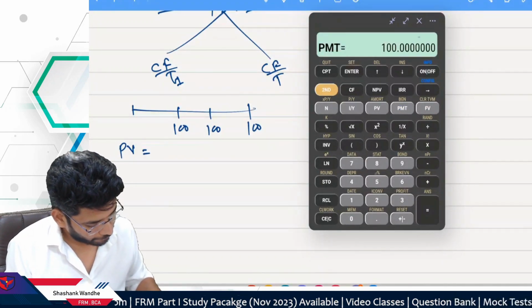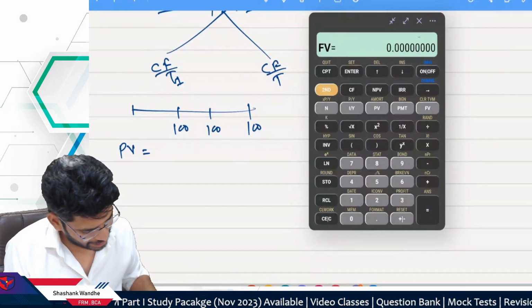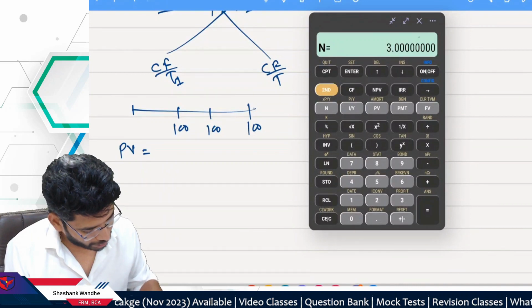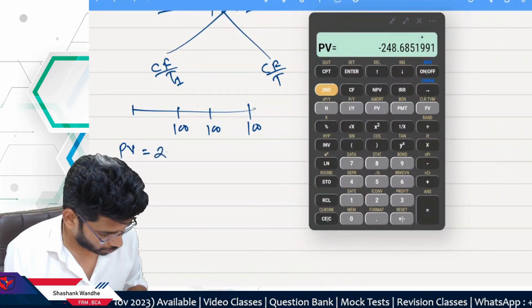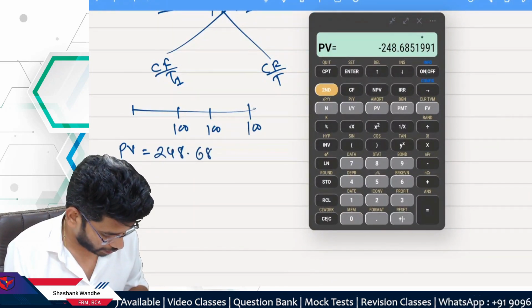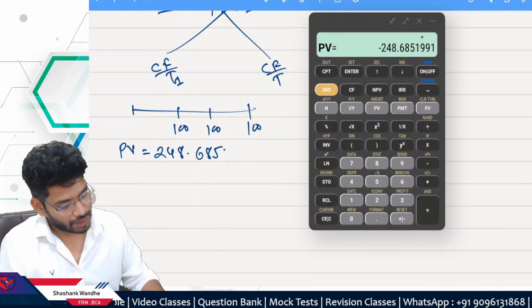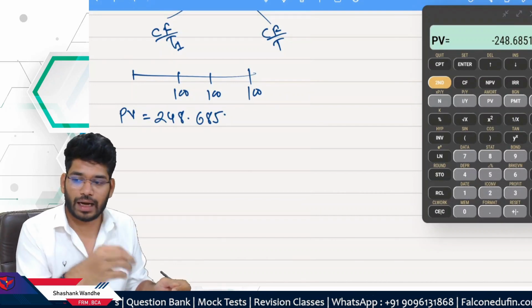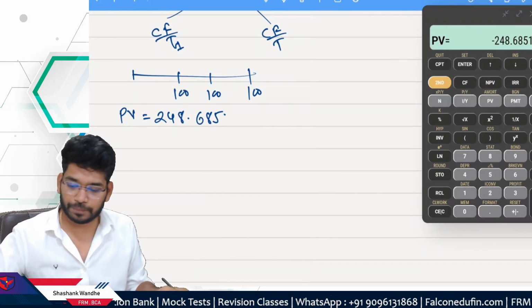PMT, FV will be equal to 0, I by Y, let's assume 10%, then the period 3, CPT PV, and this is 248.685 like this. Okay, so this is the first thing. So the cash flow is starting from T1 itself and you can do the calculation like this.